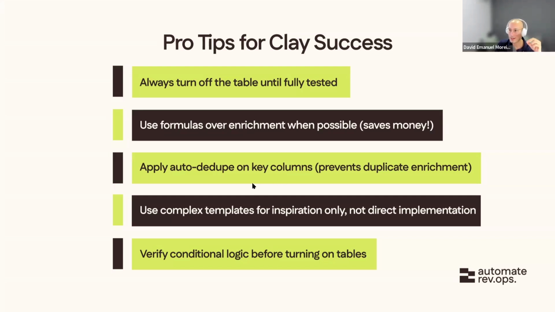Use the autodedupe function in Clay. It's a function that will help you to prevent duplicate enrichment. That means that if you have more than one record from the same company, from the same lead, from the same trigger, if you have an enrichment column there, and you don't turn on this autodedupe function, you will enrich that column again, that company, that trigger again. So you will be wasting credits in actions that you already have that data. So turning on autodedupe will save you a lot of credits.